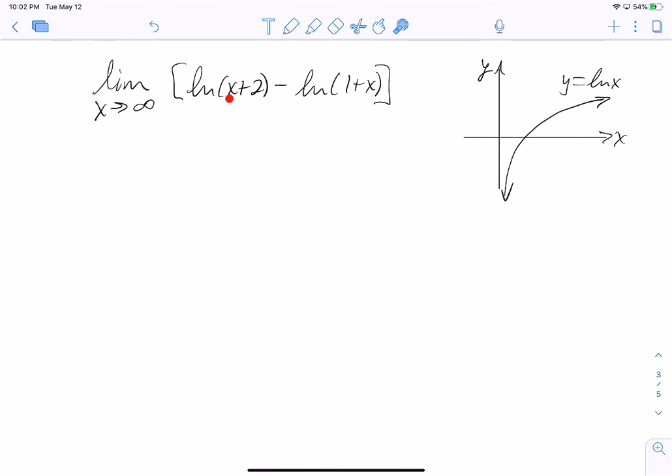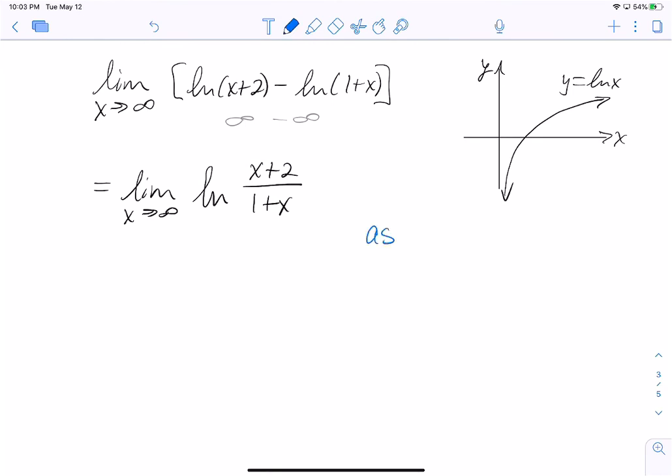Therefore, if I were to try to directly substitute infinity in place of x, we would actually end up with infinity minus infinity. And we might think that that's 0, and sometimes it is, but sometimes it's not. We're going to see that in a later section. Infinity minus infinity tells us we need to use a different approach. And in this case, that approach is going to be to use a property of logarithms again. So we're going to write this as the limit as x approaches infinity of the natural log of x plus 2 divided by 1 plus x, writing the difference of logs as a quotient inside the logarithm.